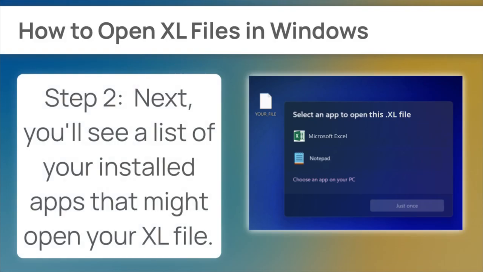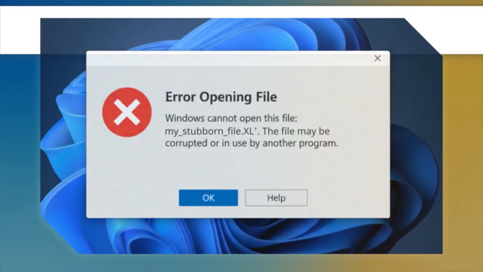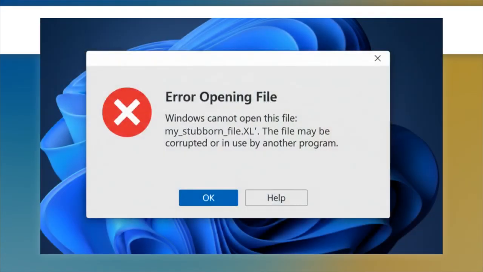Right-click your Excel file, then click Open With. Test Microsoft Excel if you see it. If it fails, select the next program. Methodical testing works. If the Excel file still will not open, there is no need to stress.